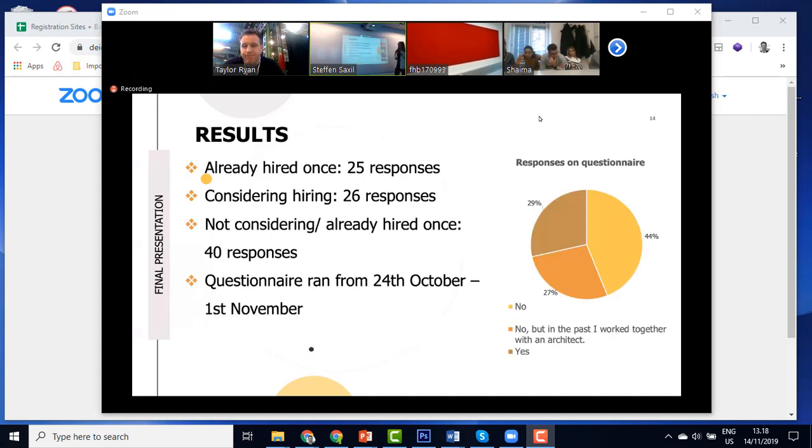Then we go to the results. We got 91 responses, which is 25 responses from people who already hired an architect, 26 responses from people considering an architect, and 40 responses from people who are not considering hiring an architect, and have never hired one. The questionnaire ran from the 24th of October till the 1st of November. And after that, we started with the analysis.